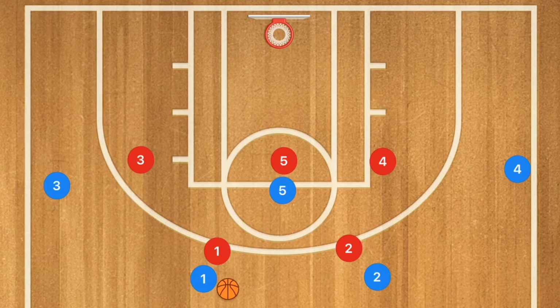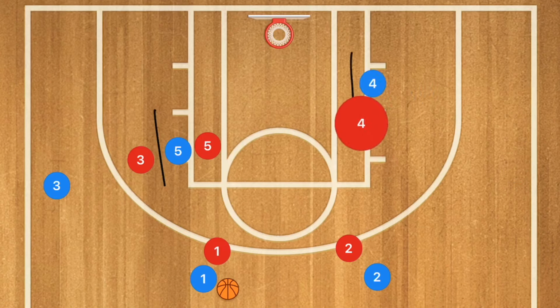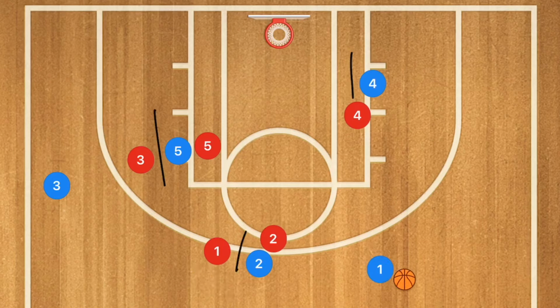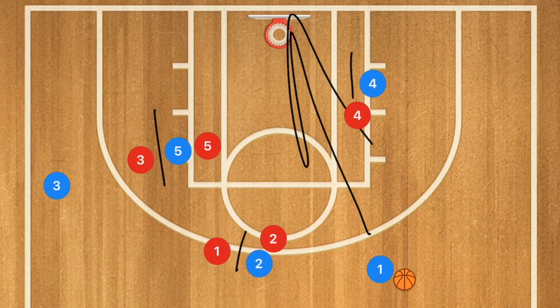In this third basketball play that I'm going to show you, we're going to have player 5 setting a screen for player 3. Player 4 is going to set up in the low post, and we're going to have player 2 setting a screen on player 1. Player 1 is going to be using that screen.